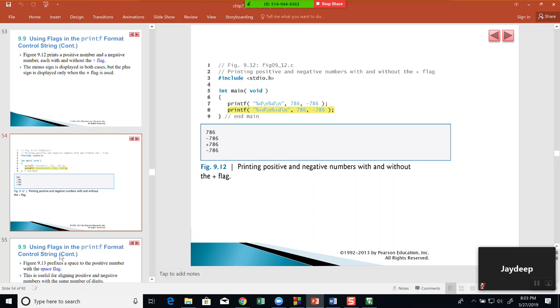It shows what that does. The plus there, the positive. Looks like if you do the percent plus, and you got 786, it'll put a plus on there. If you don't have the plus there, it just puts 786. So if you always want to have a sign, then that's how you do that.